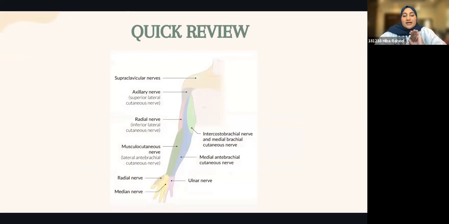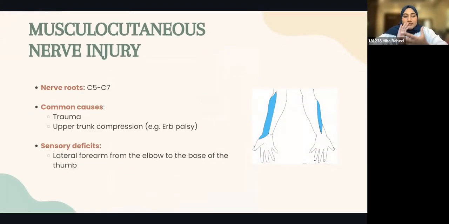Okay, so let's dive into the injuries, right? So the first injury that we're going to talk about is the musculocutaneous nerve. Okay, so musculocutaneous nerve, it comes out from C5 to C7. So C5, C6, C7. So these are the root values. So please remember the root values for each nerve. It's so very important.